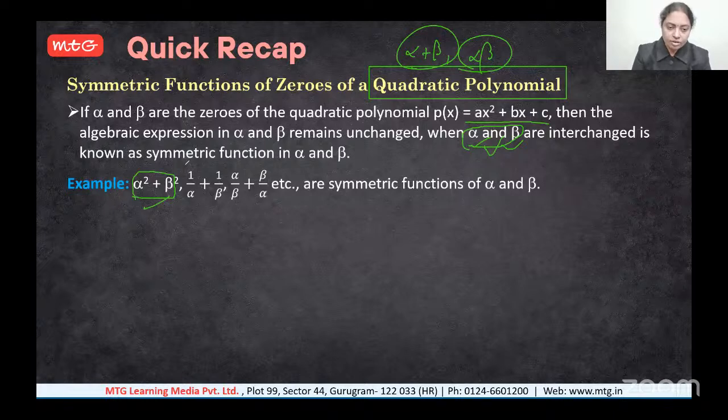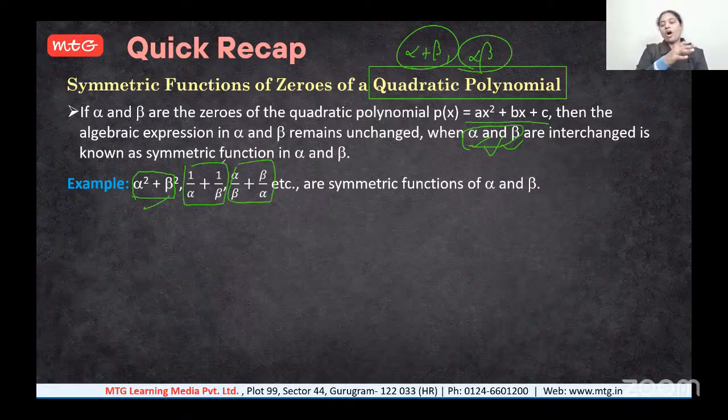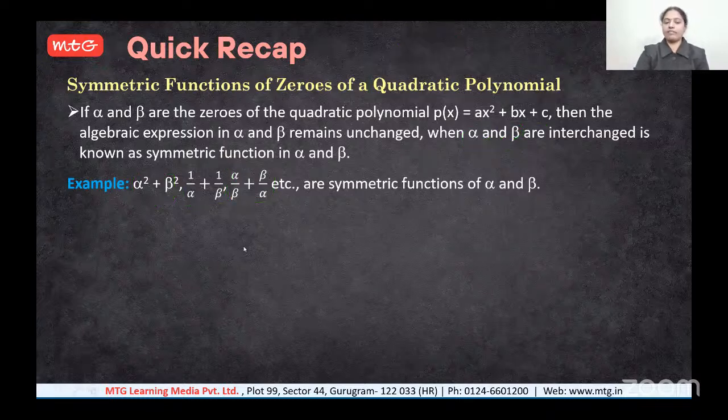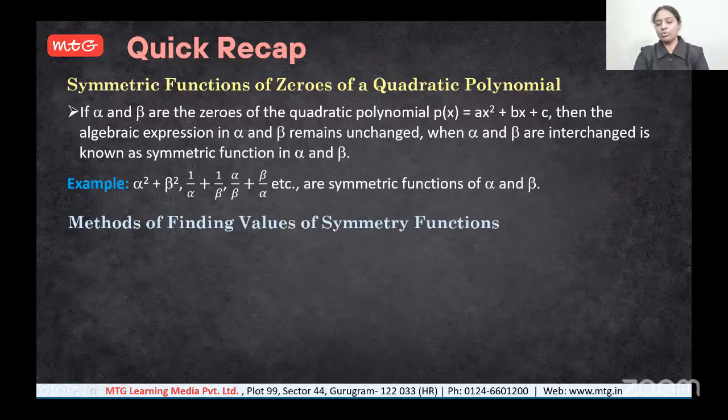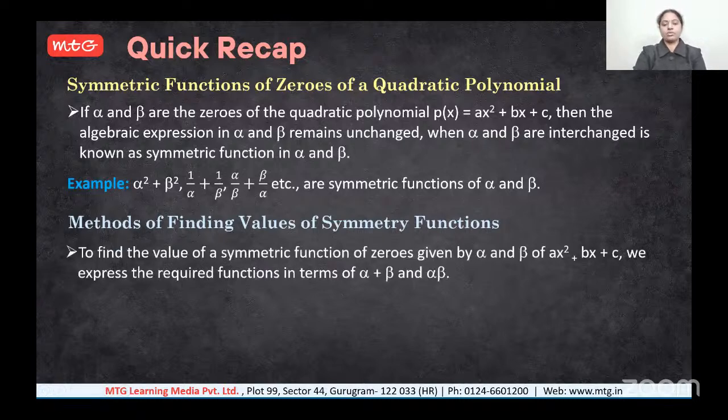I can find the value of 1 by alpha plus 1 by beta. I can find the value of alpha by beta plus beta by alpha. Likewise, all these are symmetric functions of alpha, beta, because all of these are derived from the sum and product of zeros. Using this, I can make up new quadratic polynomials whose sum and product of roots are again known. Now, if you want to know how to derive these values from alpha plus beta and alpha beta, here are some standard rules or identities that we use.